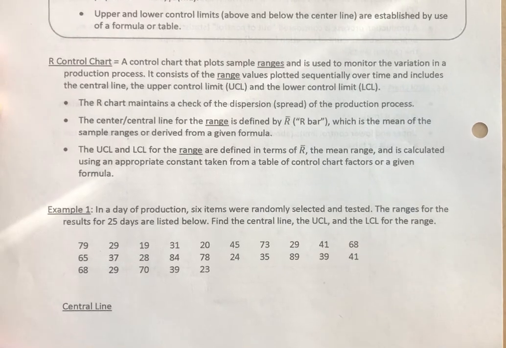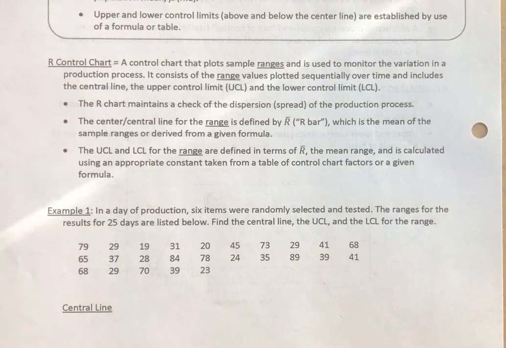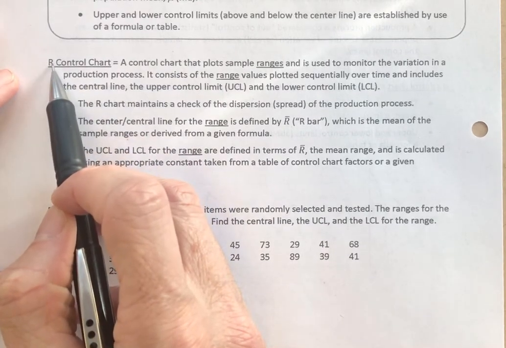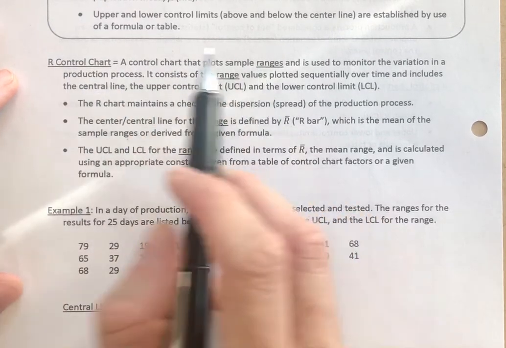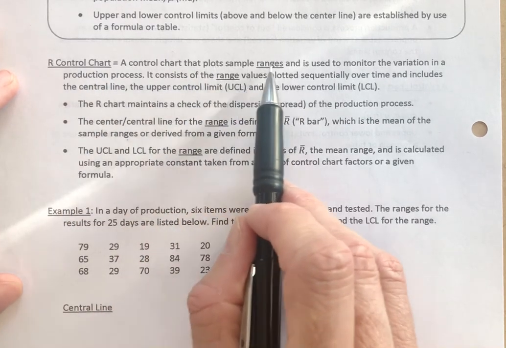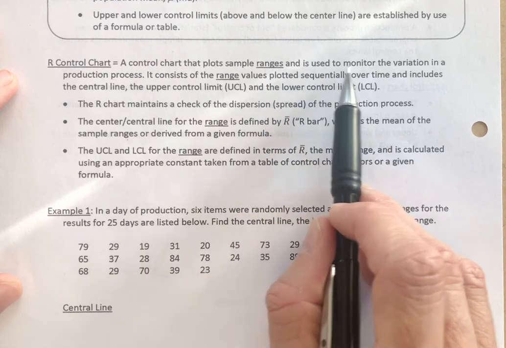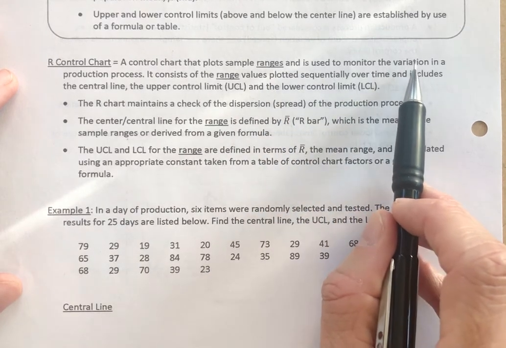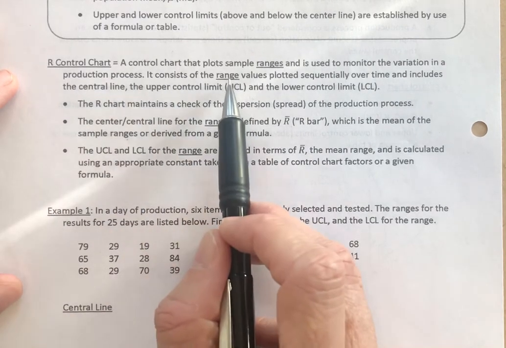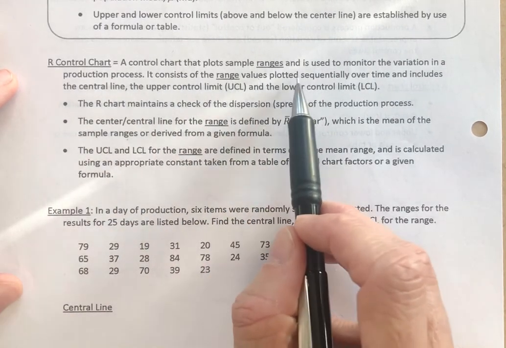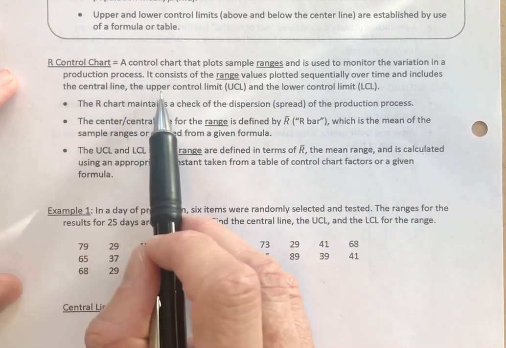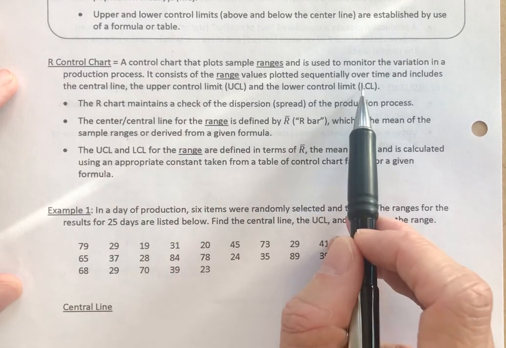So what is an R control chart? Well, as I mentioned, an R control chart deals with sample ranges. Okay, so think R corresponds to ranges. R control chart: a control chart that plots sample ranges and is used to monitor the variation or the spread in a production process. It consists of the range values plotted sequentially over time and includes the central line, the upper control limit, and the lower control limit.